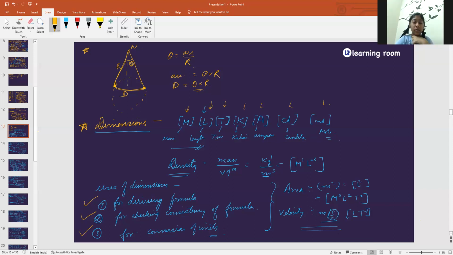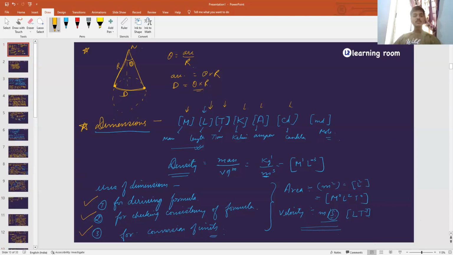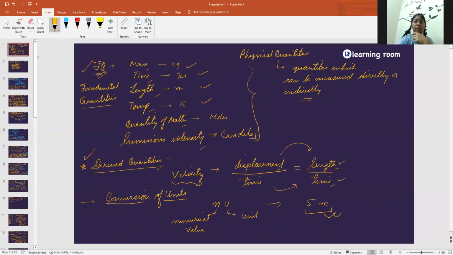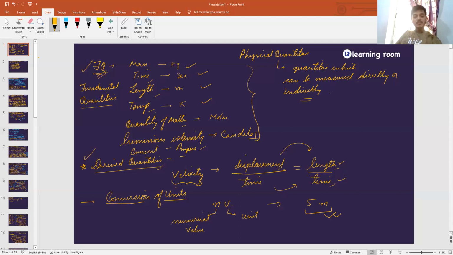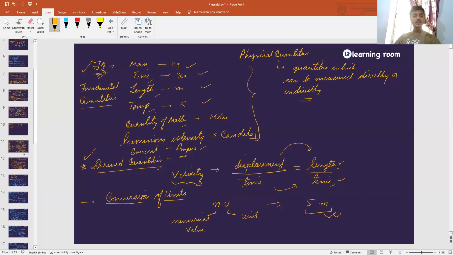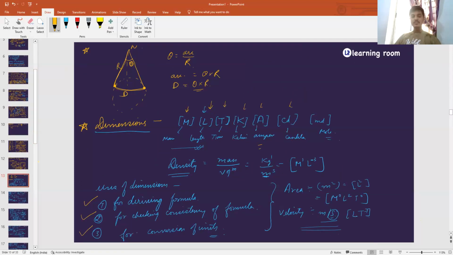Sir, can you hear me? Yeah, you are audible. Sir, in the previous slide, there were only 6 fundamental quantities. Time, length, mass, temperature, quantity... Oh yeah, current. It was left. Current is ampere. That was left. Total 7 fundamental quantities are there. Okay, nice observation. Good. I've written current here, I left it there. See here, current is there. 7 quantities are here, right?